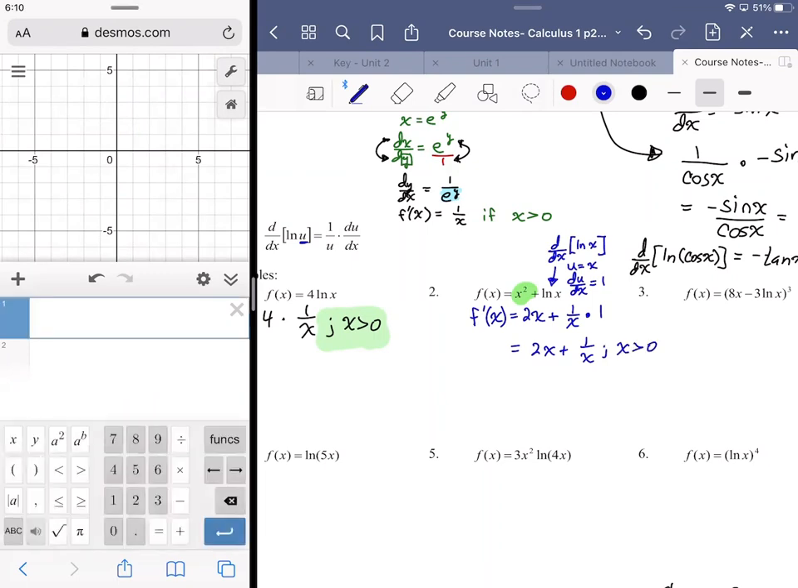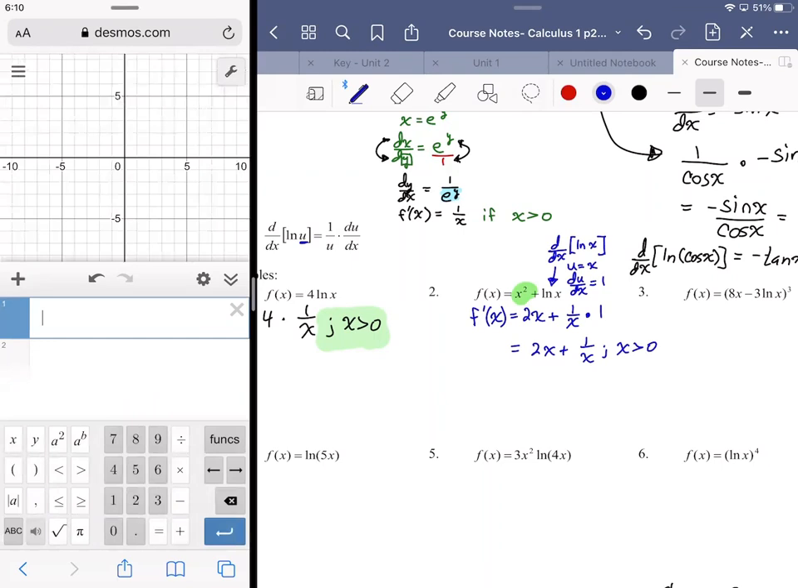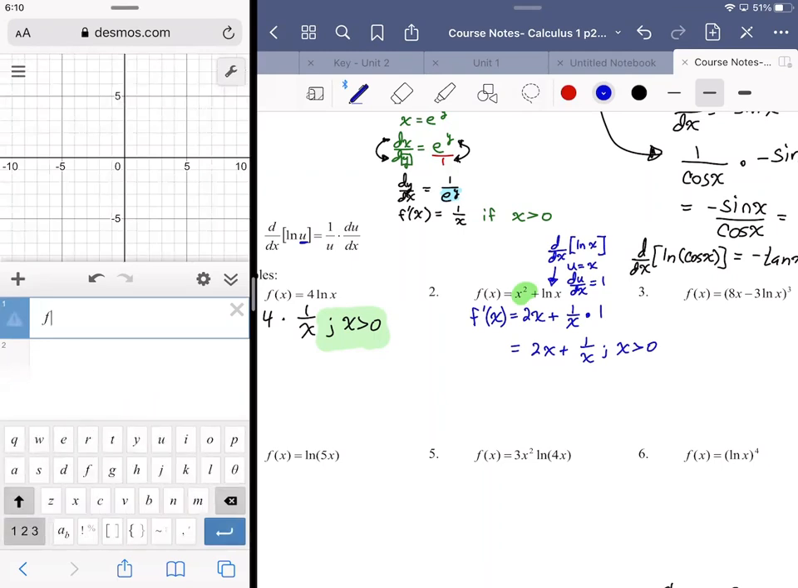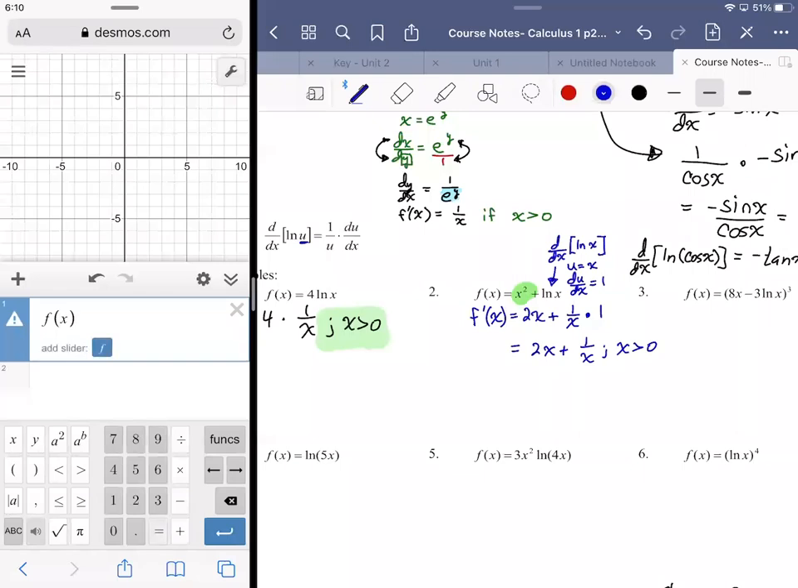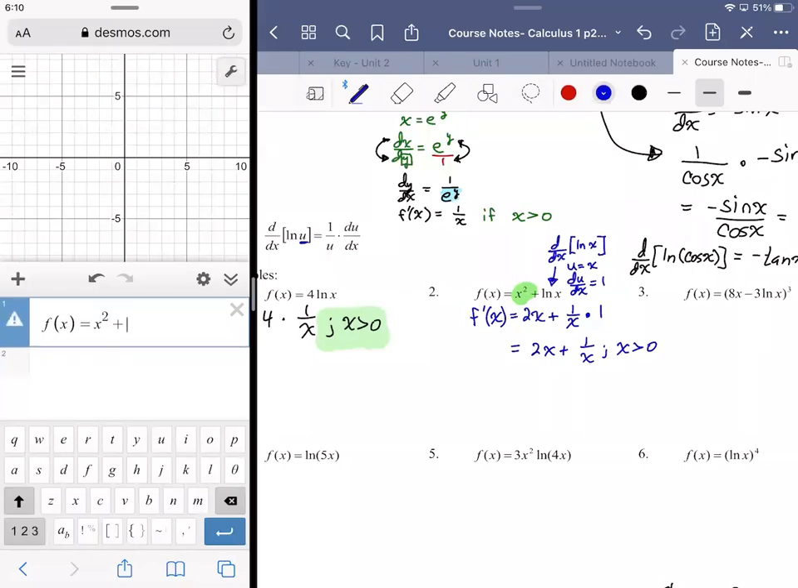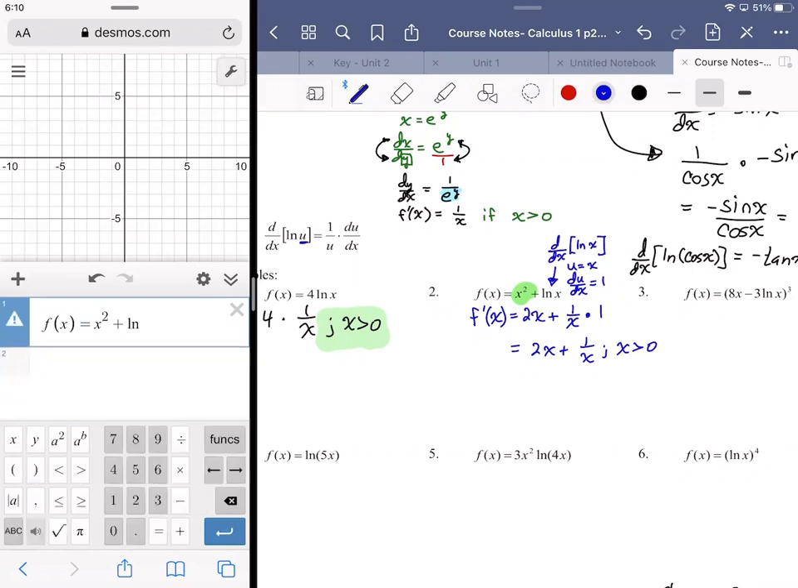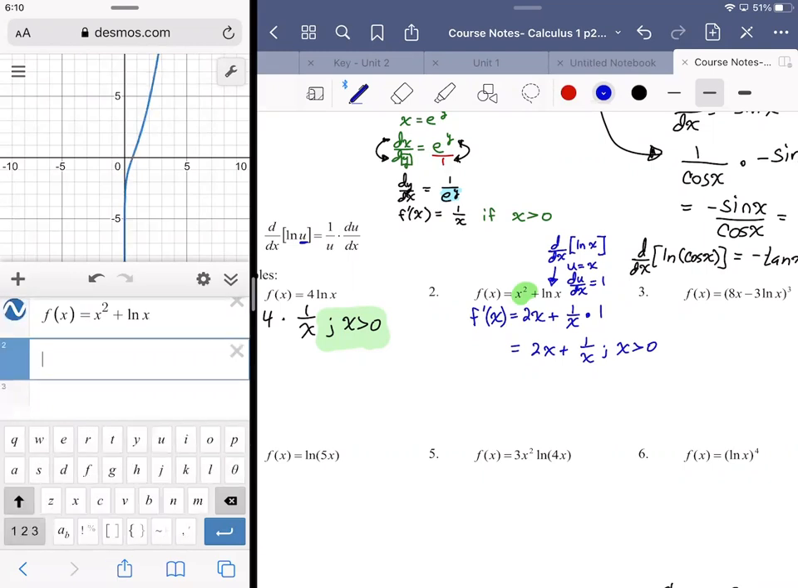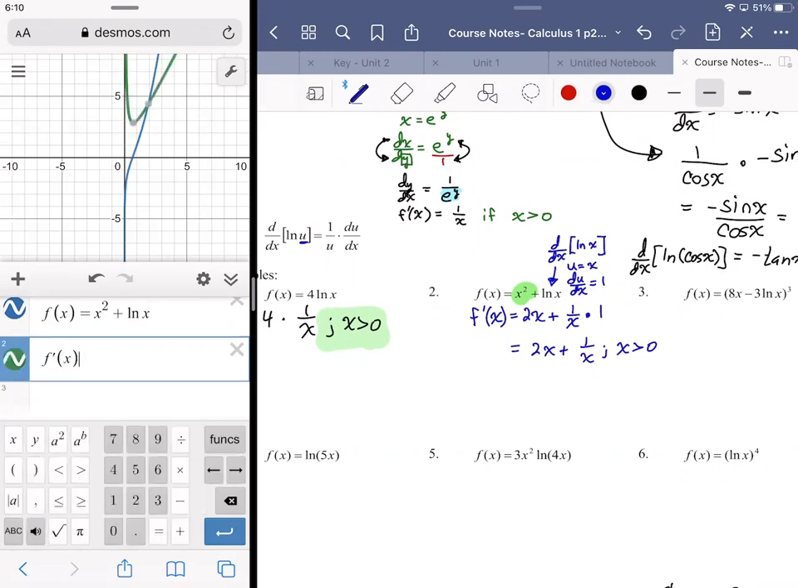And if you're ever unsure, pop it into Desmos, put in the original function. All right, so that's my original function. And then just type in f prime of x. And just observe where this function exists.